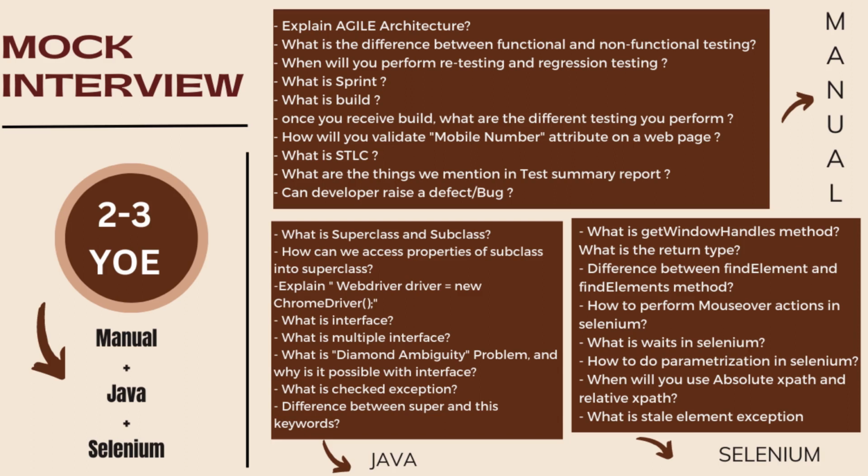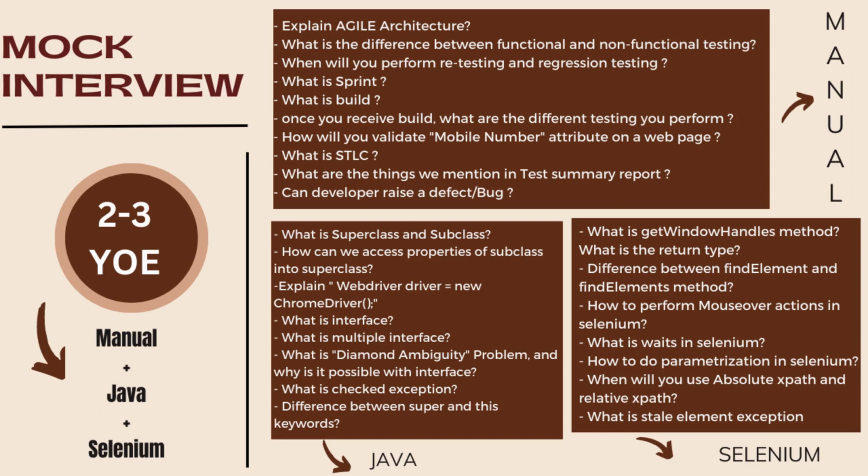Okay. What is multiple inheritance? Multiple inheritance is one type of inheritance concept, and it is not supported by Java classes, but it can be supported by interfaces. In multiple inheritance, if we want to call methods or properties from two superclasses in one subclass, that is the concept of multiple inheritance, acquiring properties from two superclasses into one subclass.